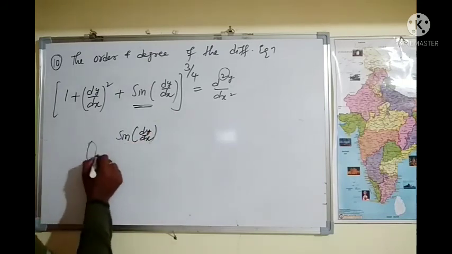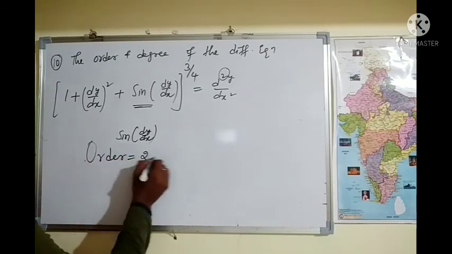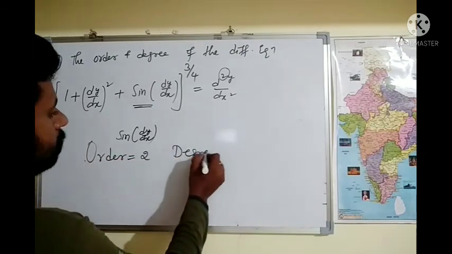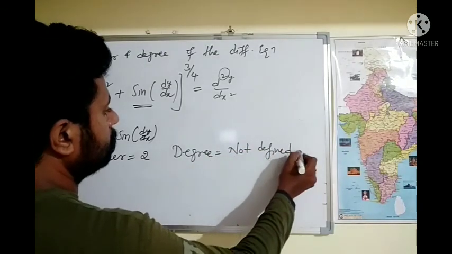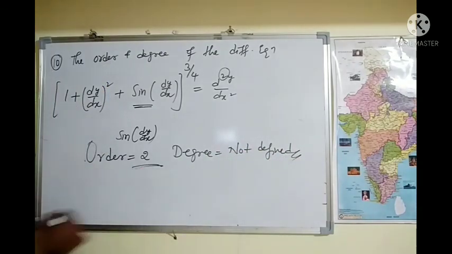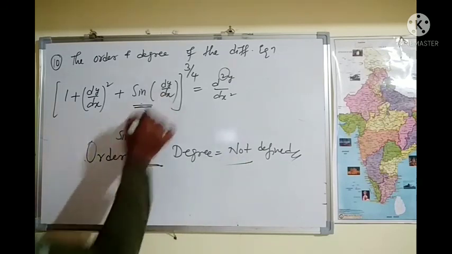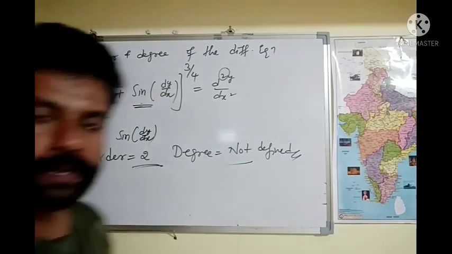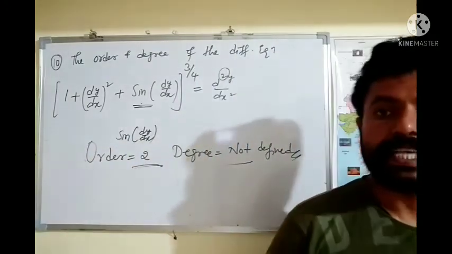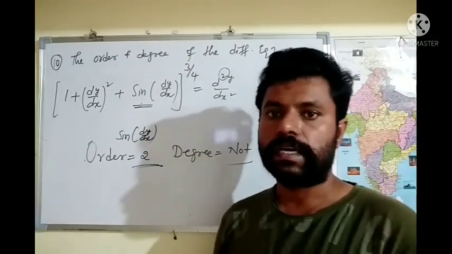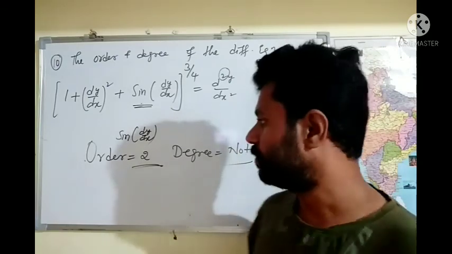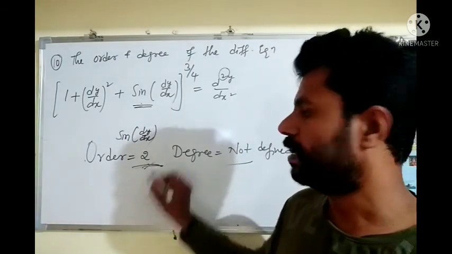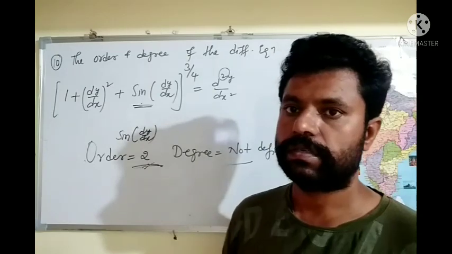See, order is 2, degree is not defined. Degree is not defined because of sine of dy by dx, or they may give cos of dy by dx, or log of dy by dx, or exponential of dy by dx. In those cases we can't define the degree of the differential equation, but we can define the order of the differential equation. Okay, thank you.